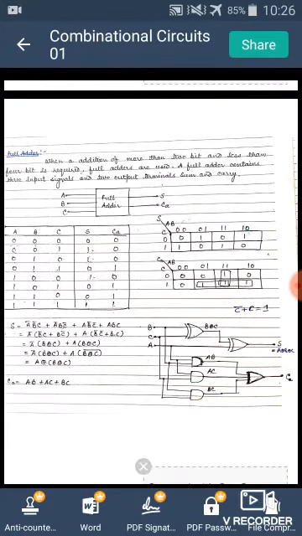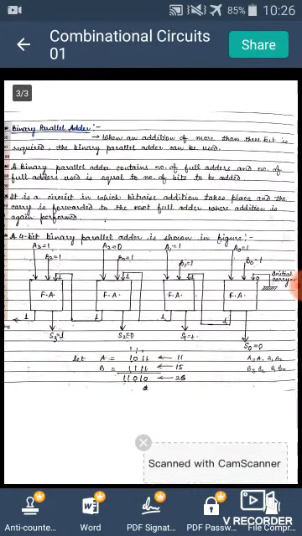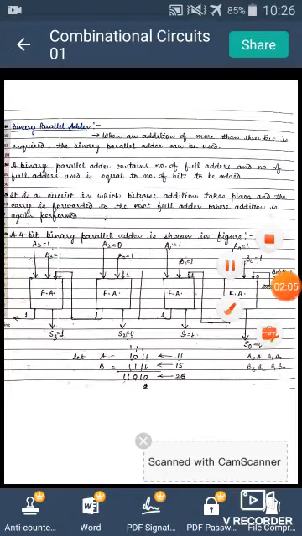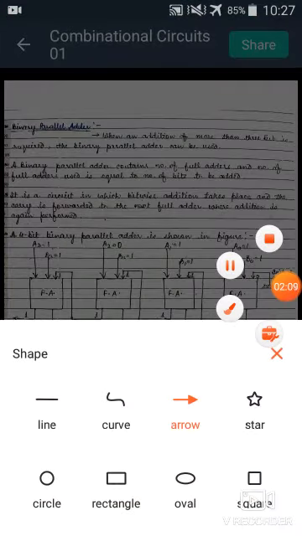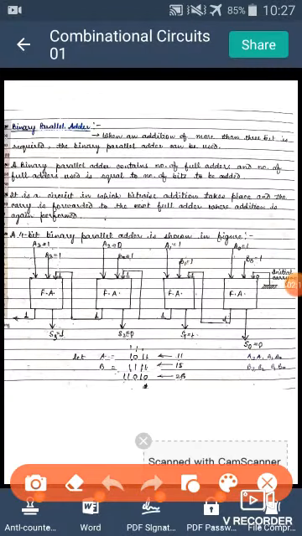Now today we are going to discuss the operation of binary parallel adder. This is the adder which performs the addition of more than 3 bits. By using the binary parallel adder, we can add 4 bits, 5 bits, 6 bits and so on.